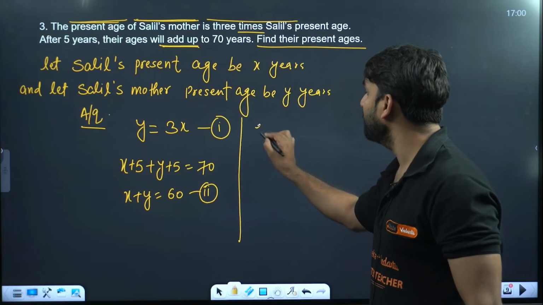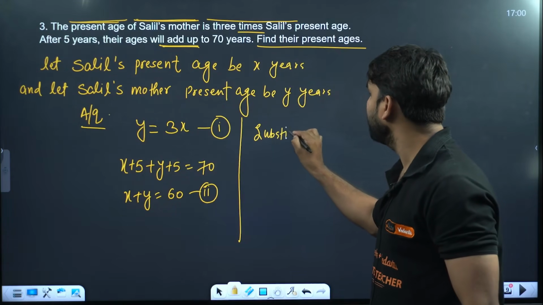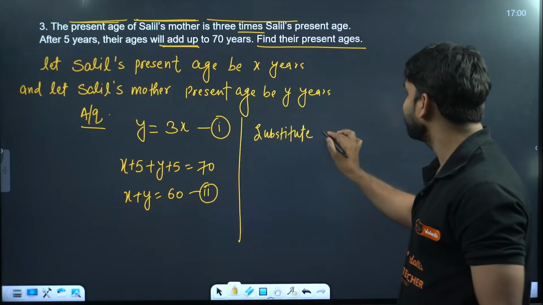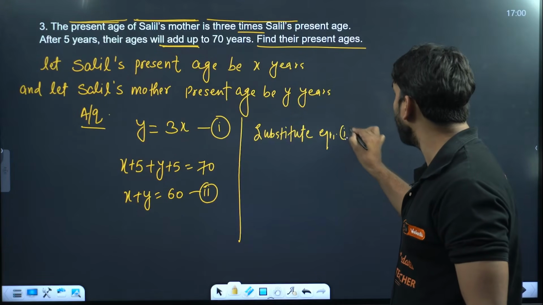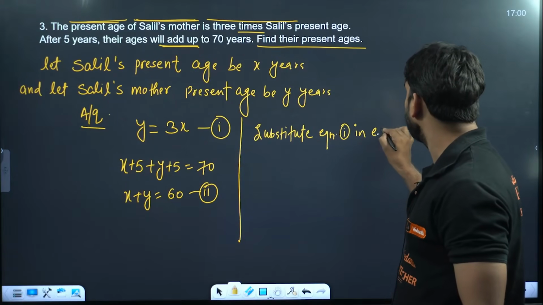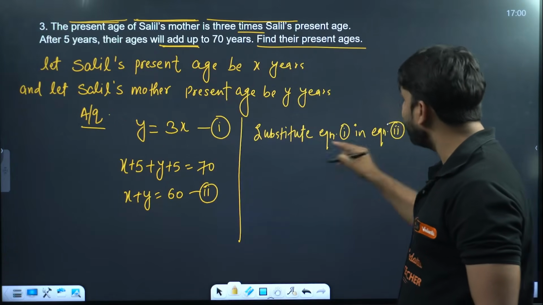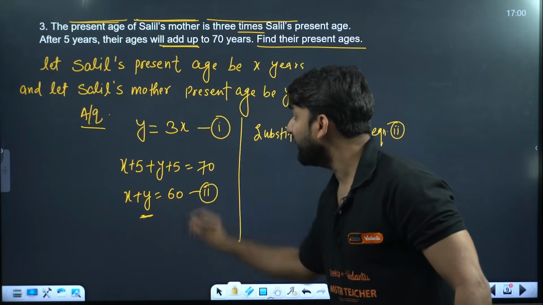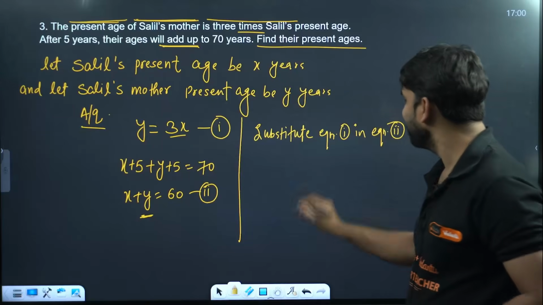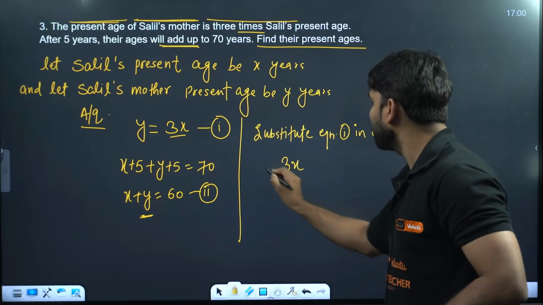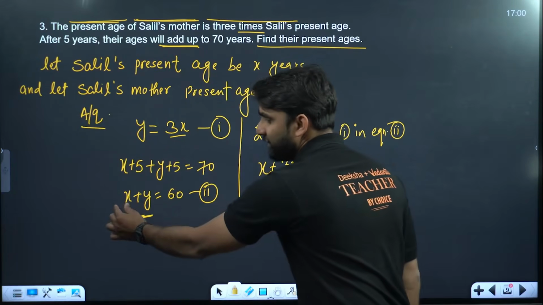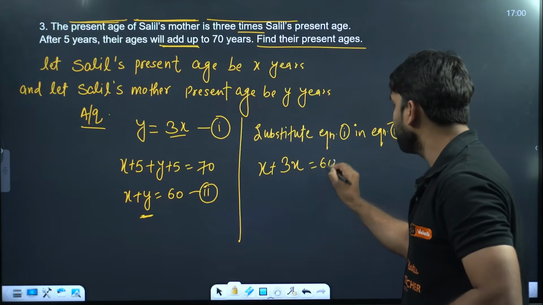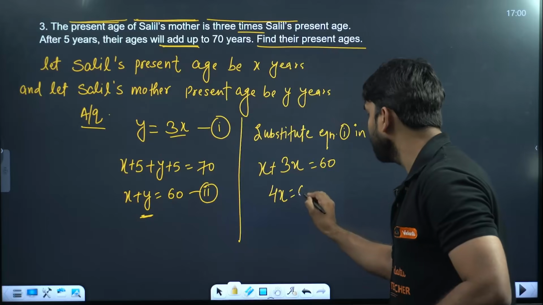Now you can substitute, or we can say put. Substitute and put are both the same. Substitute equation number 1 in equation number 2. If we substitute equation 1 in 2, at the place of y we can replace 3x, right? So the equation will look like x plus 3x, because x is already there, and y will be replaced by 3x. So x plus 3x is equal to 60. So we have 4x is equal to 60.